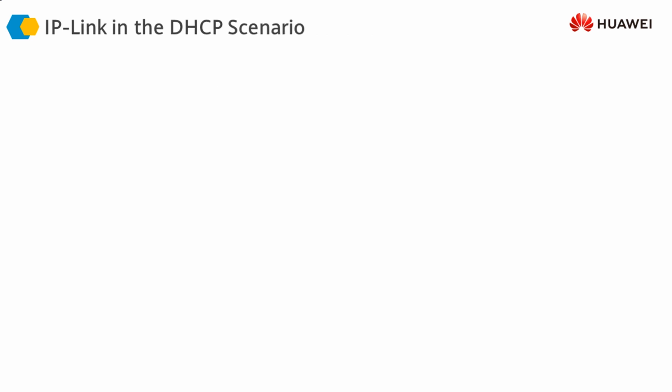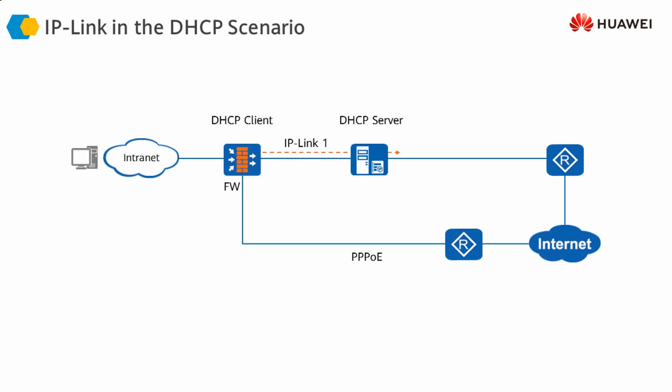The second scenario in which IP link can function is with a DHCP scenario.